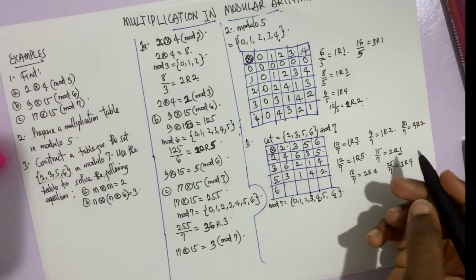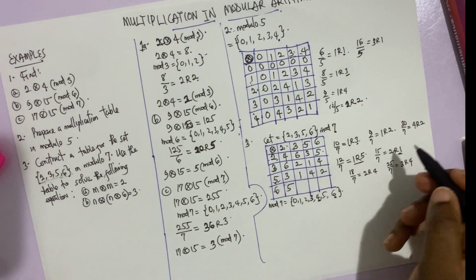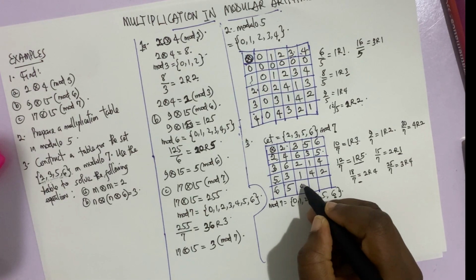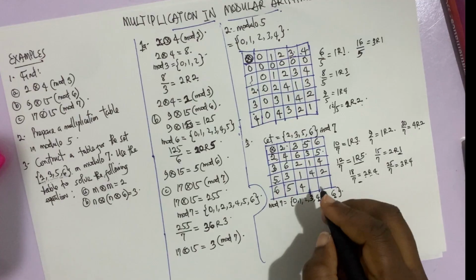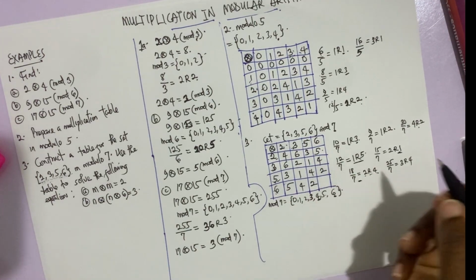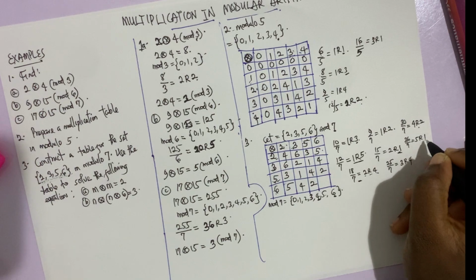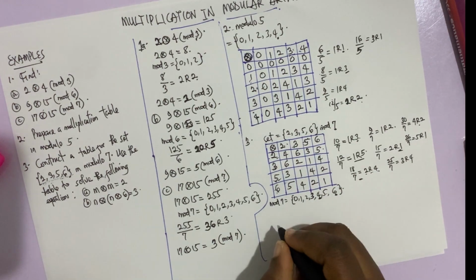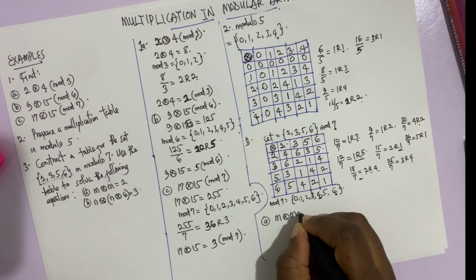6 times 2, 12. We write 5. 6 times 3, 18. That will be 4 because 2 remainder 4. 6 times 5, 30. 4 remainder 2, we write 2. 6 times 6, 36. 36 divided by 7, 5 remainder 1. We write 1.